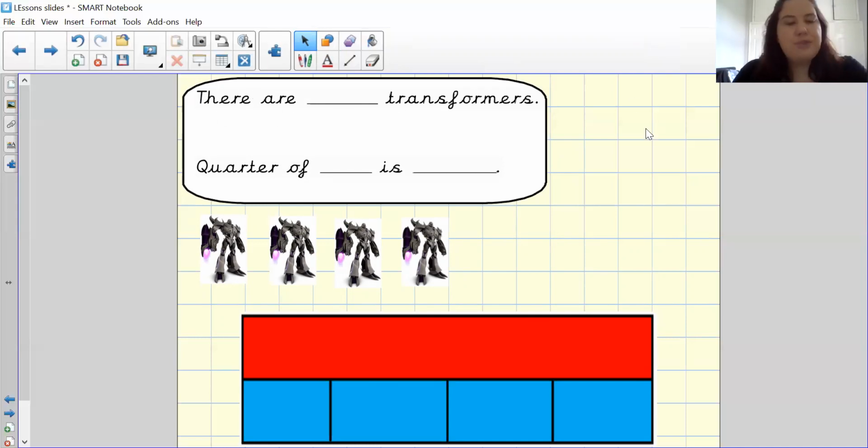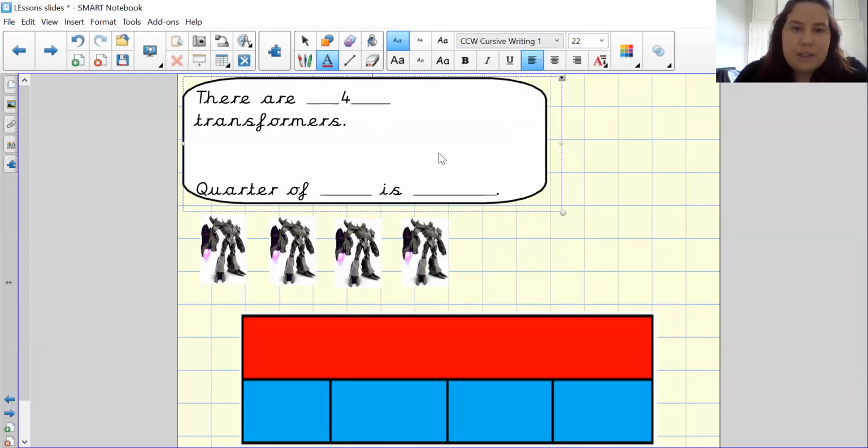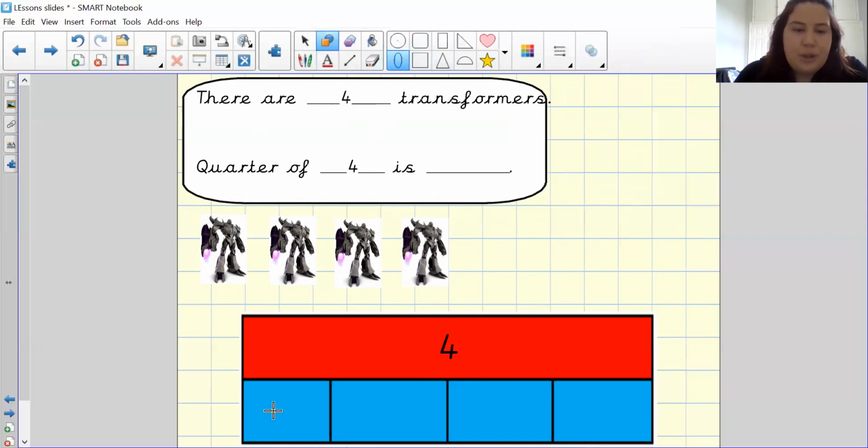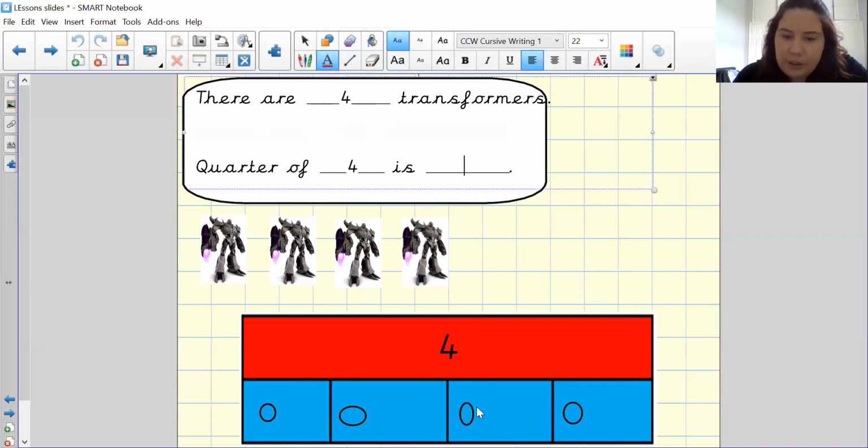So there are some transformers. I'm first going to begin with counting them. 1, 2, 3, 4. So there is 4 transformers. So I'm going to write 4 again, and I'm going to put 4 into my whole. I am not going to move the transformers. I'm again going to do dots. 1, 2, 3, 4. So I've done my 4. So what is a quarter of 4? Let's have a look. Oh, everyone has 1, so a quarter of 4 is 1. So well done again if you solve that at home.